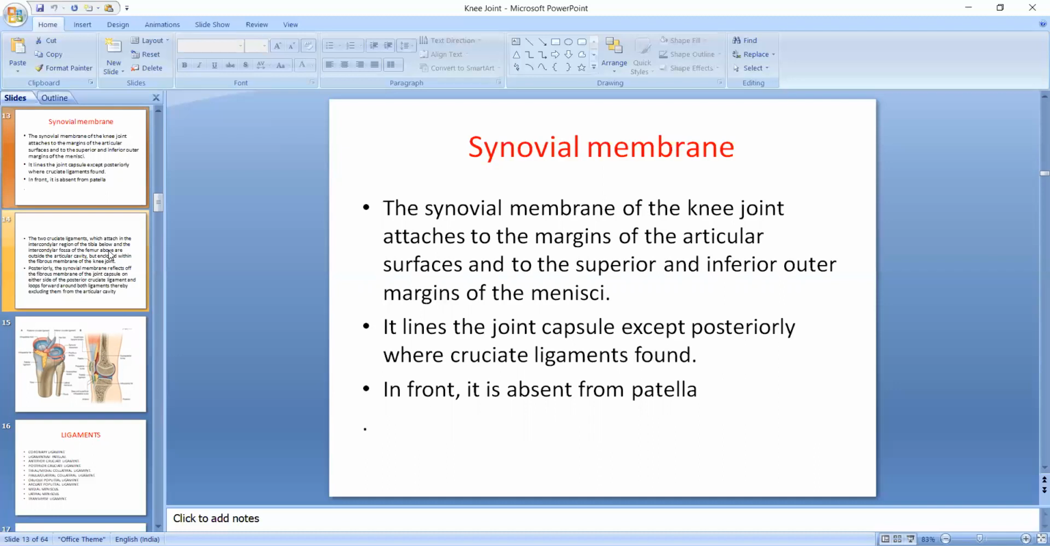So this is the introductory part of the knee joint, covering the structures present in the knee joint. The ligaments are the most important part of the knee joint, and we will discuss them in the next video.